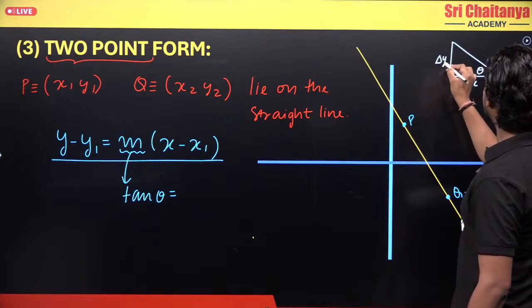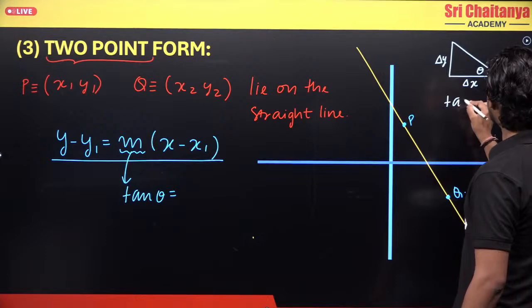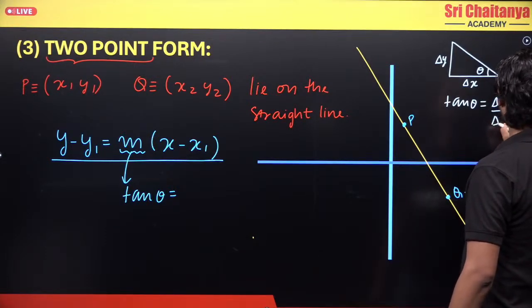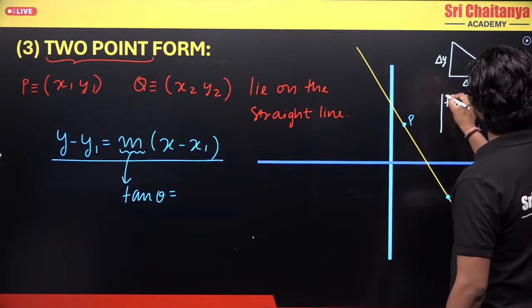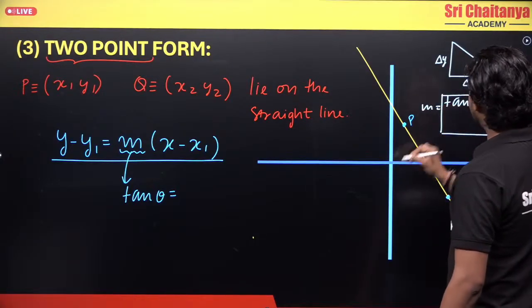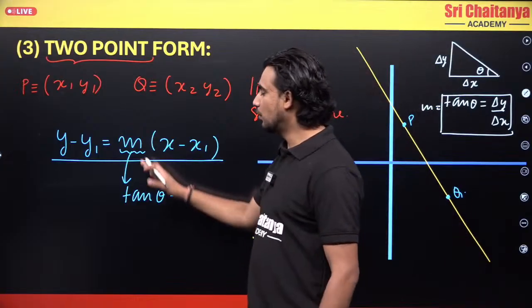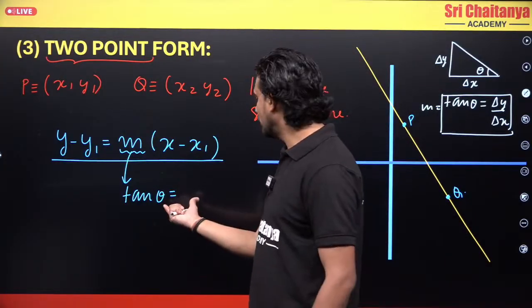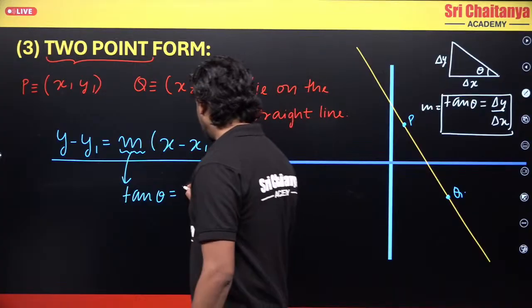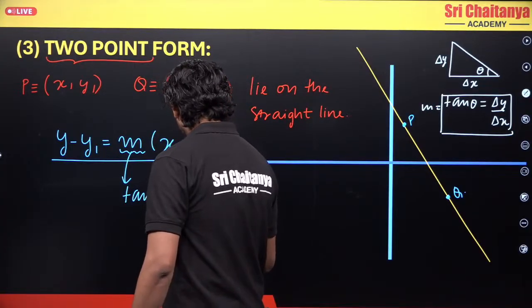In that scenario, what can I say tan theta is? Tan theta is delta y upon delta x. And can I say this is equal to the slope m, correct? So here I am writing slope as tan theta and substituting the value of tan theta. Tan theta will become delta y by delta x.